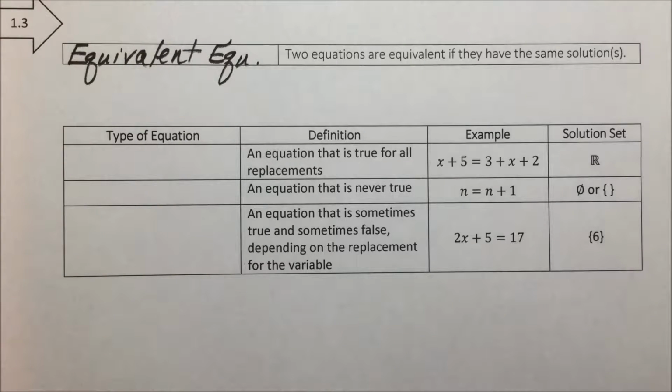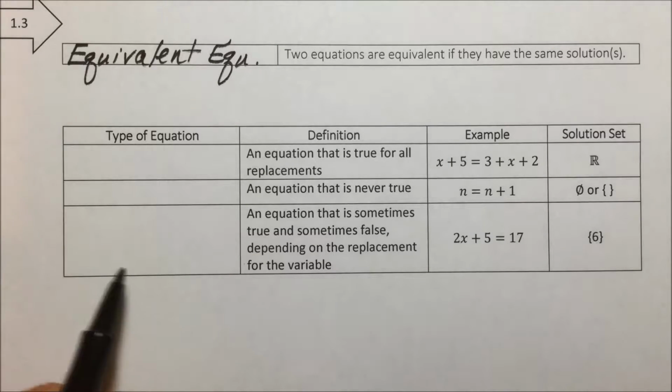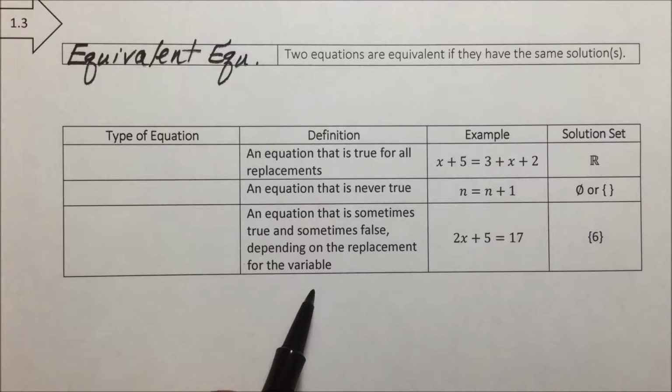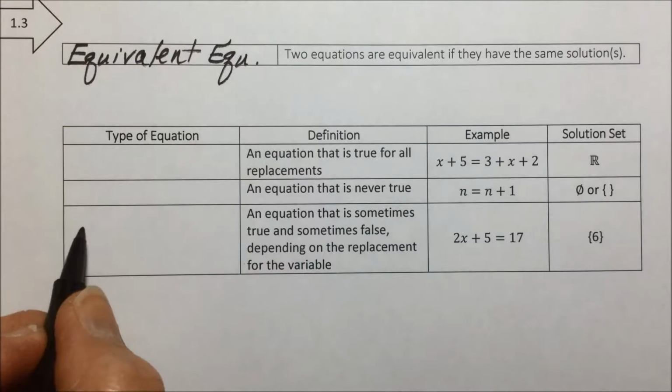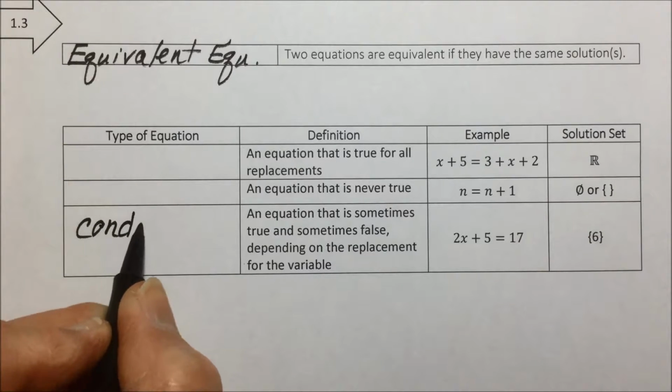Intermediate Algebra Section 1.5. Every equation is either an identity, a contradiction, or a conditional equation. I'm going to start with the definition of a conditional equation, which is this last one in this table here. An equation that is sometimes true and sometimes false, depending on the replacement of the variable, has a unique solution, and it is classified as conditional.